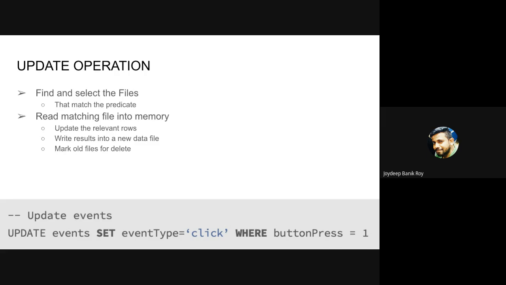Okay, so how the operation flies is: find and select the files that match this predicate, right? Read only those files into memory. Okay, update the relevant rows, write results into a new data file, mark the old files for delete. Simple. That's how an update works. Creating new files, marking the old files for delete. Simple update based on a predicate.